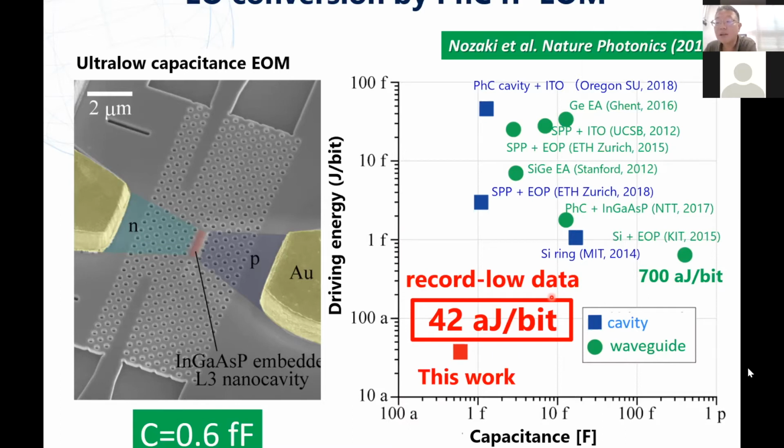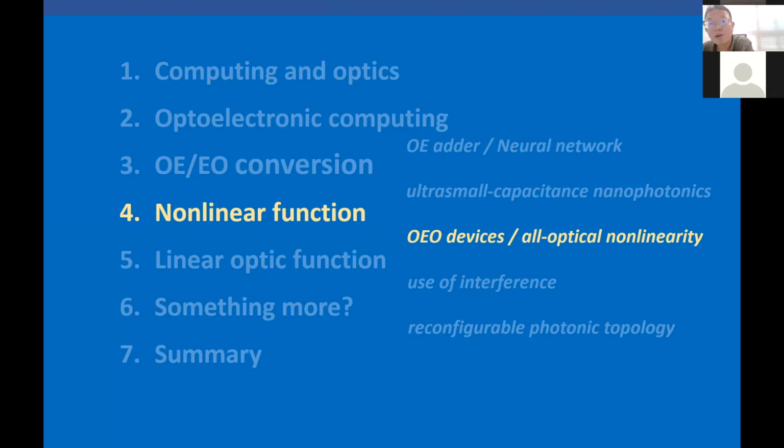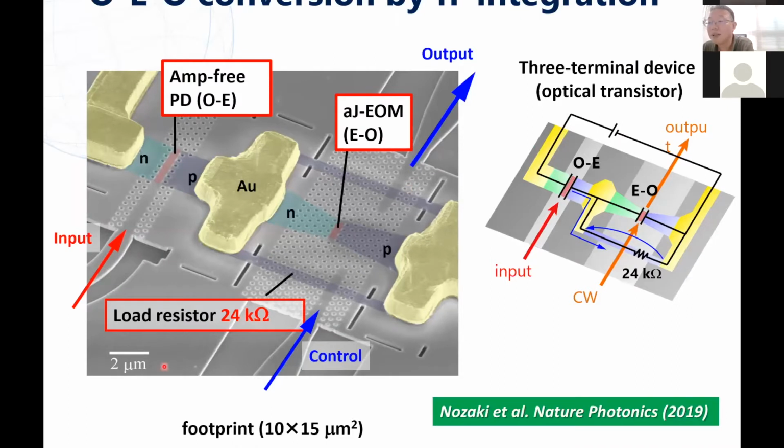Okay, so next I will talk about nonlinear functionalities. Here, we combine an ultra-small capacitance photodetector and an ultra-small capacitance EO modulator through a load resistor. When an optical pulse is injected into this photodetector, the resultant photocurrent is converted to voltage across this resistor, and this voltage drives the EO modulator. Therefore, this CW input is finally modulated.